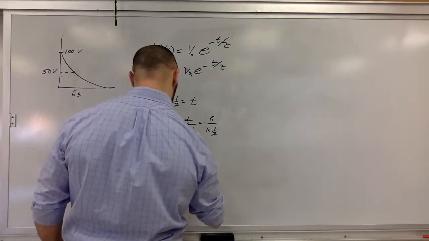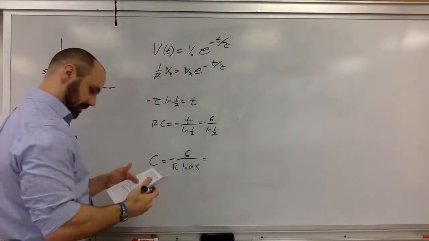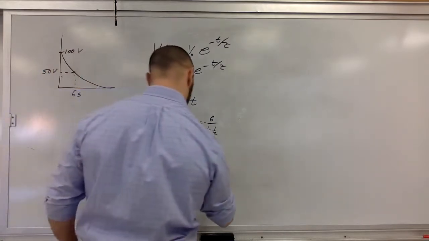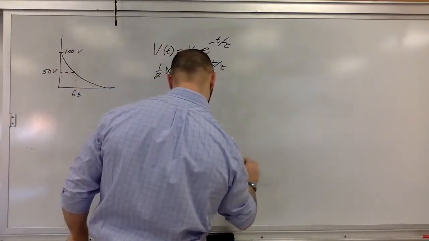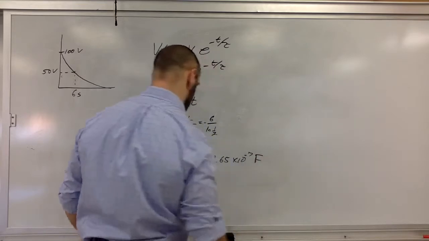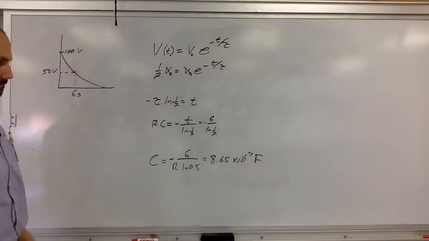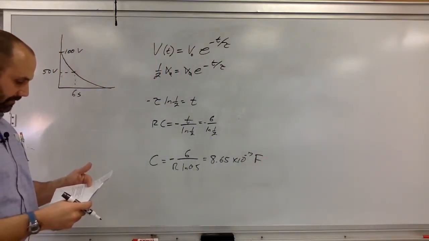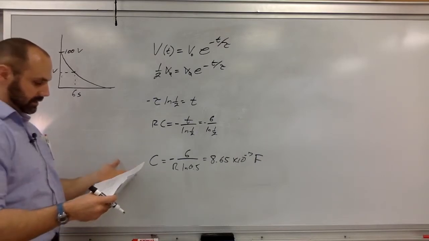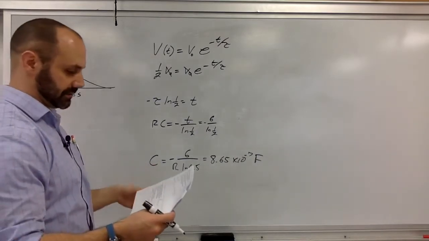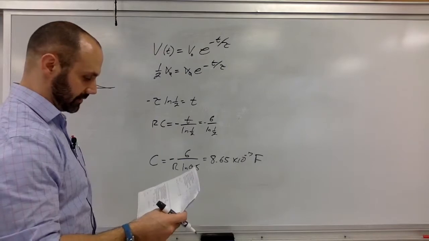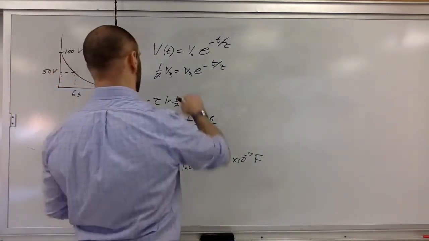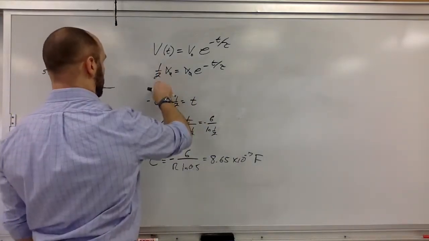Natural log of 0.5, and it comes out to 8.65 times 10 to the negative 7th farads, right? And so then we want to know after how long after the initial connection will the meter read 25 volts. So that's when we're getting down to 1/4.